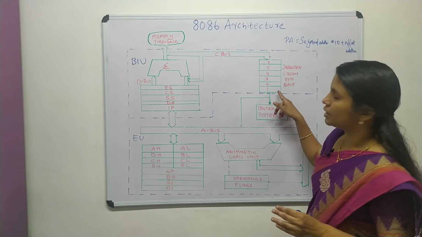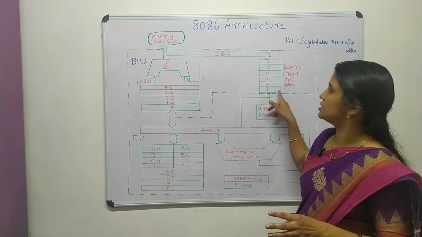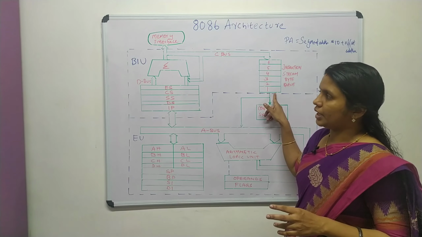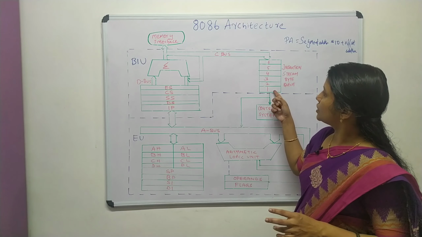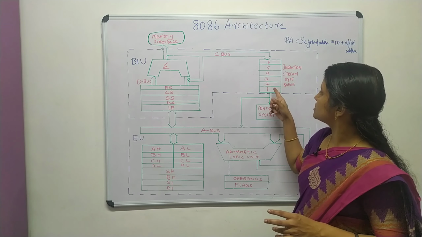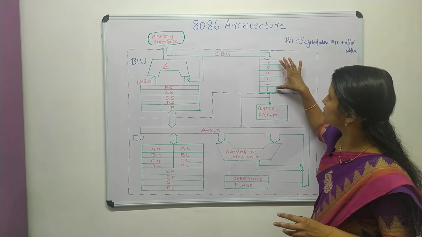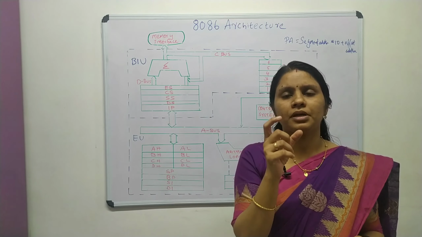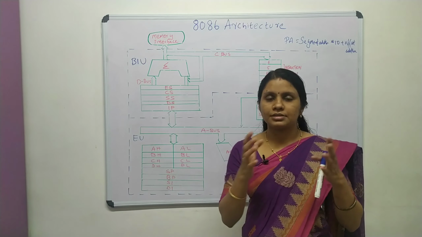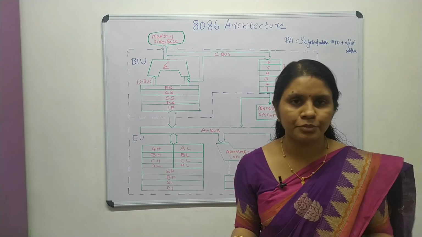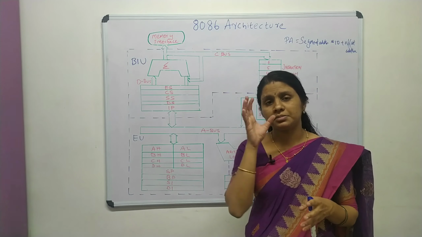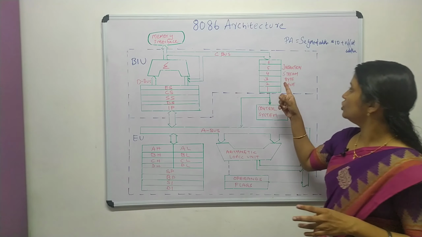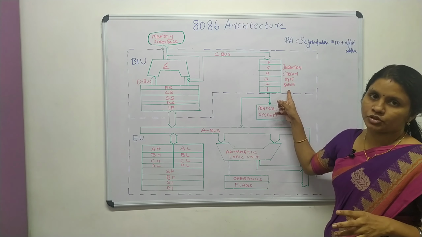Okay, you can see here a queue, that is, a 6 byte queue is present. Because you know the biggest instruction will be of 6 byte. An instruction can be of 1 byte, 2 byte, or 3 byte, but the biggest instruction is of 6 byte. That is why this queue is of 6 byte storage.